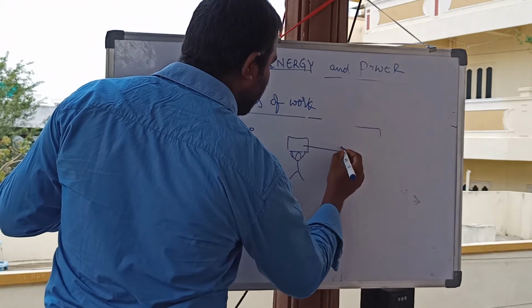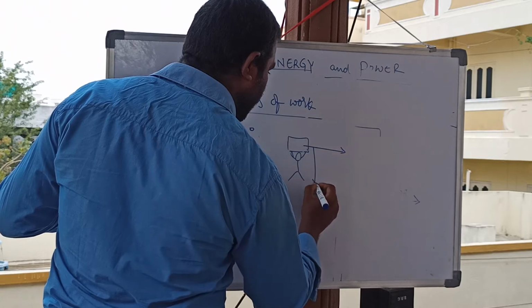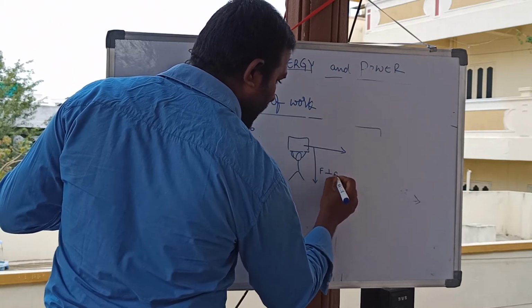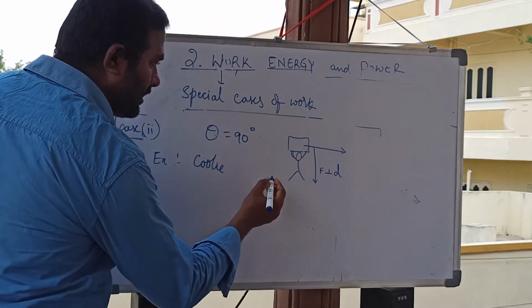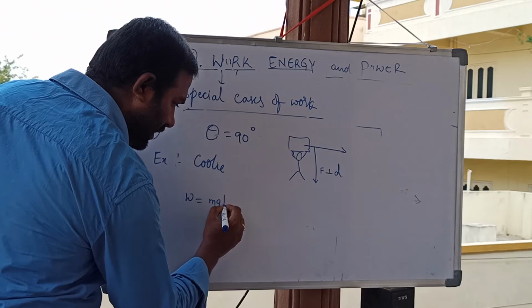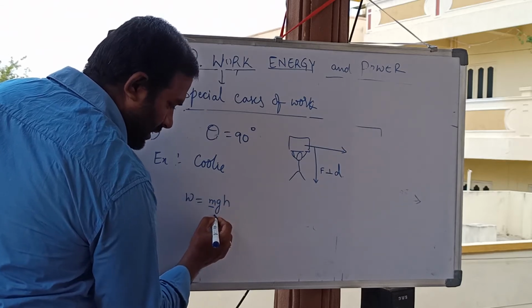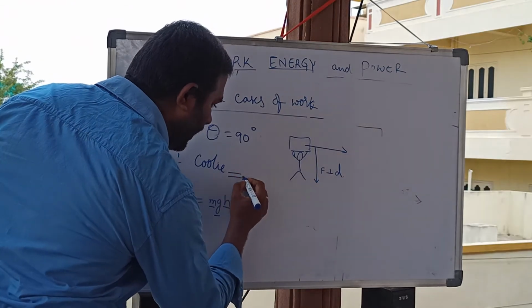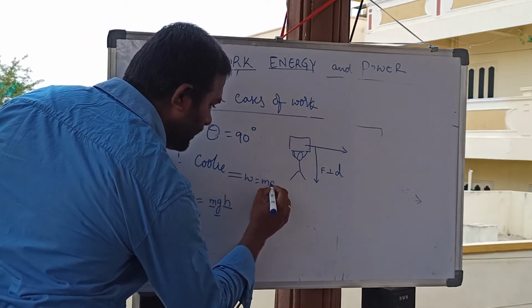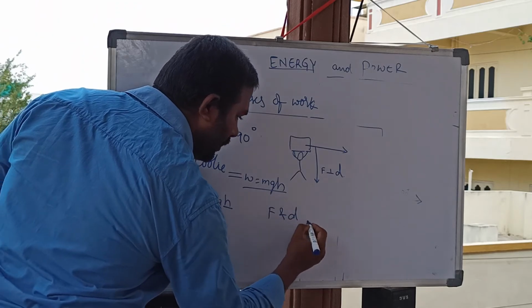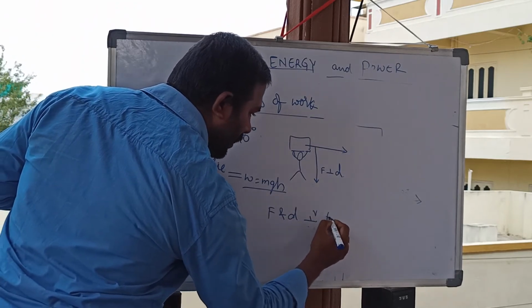Now he is moving in this direction and the force will be in this direction. The force is normal to the displacement. That is nothing but W. Actually, W is the work done, mgh, because the mass is raised against gravity to a certain height. The coolie is doing work in the form of W equals mgh, whereas force and displacement are perpendicular to each other.